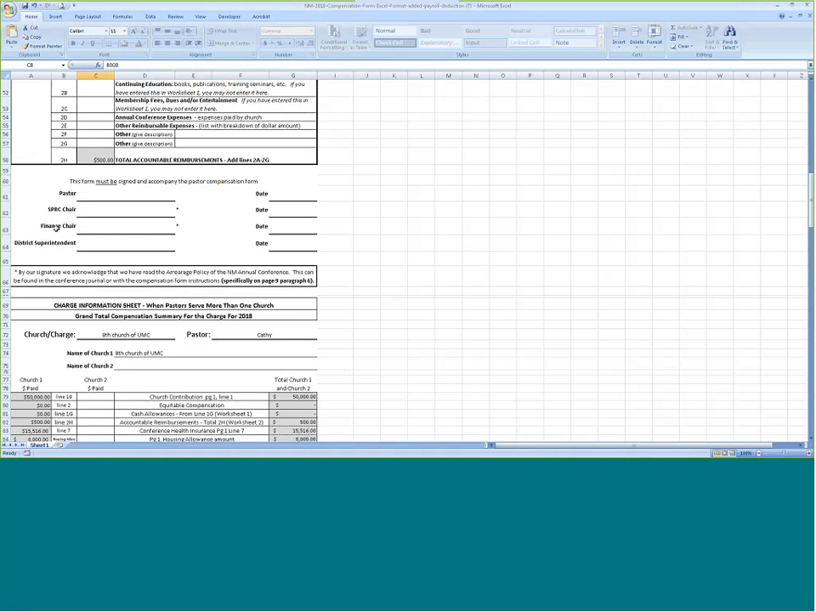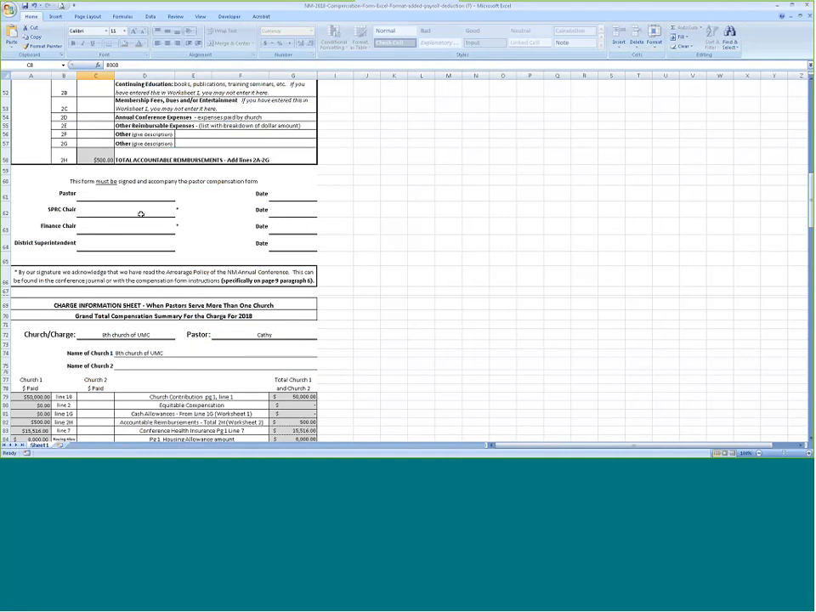It's really important that the SPRC chair and the finance chair understand what the pastor's compensation is, and hopefully this will help with your budgeting. Also, by signing this, the SPRC and the finance chair, you'll see this little star down here, you're acknowledging that you have read the arrearage policy of the New Mexico Annual Conference. This can be found in the conference journal. It can also be found on the instructions, specifically on page 9, paragraph 6.